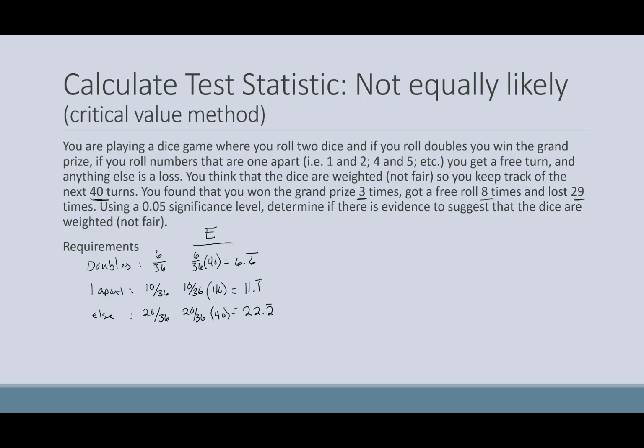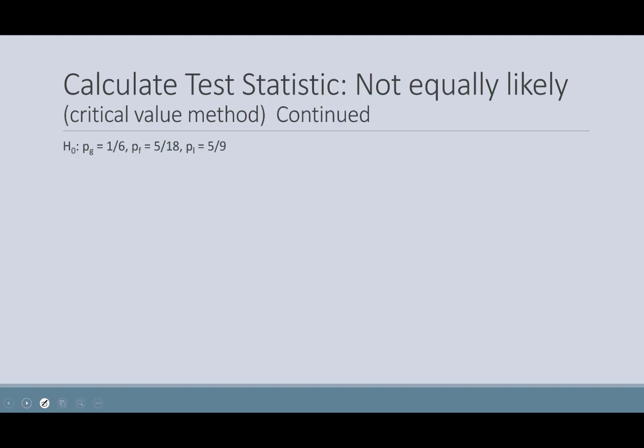So for my requirement, it says I have to have at least 5 expected for each category, which I do because none of these values were less than 5. So all of my requirements are met, and I can now go on and do my hypothesis test.